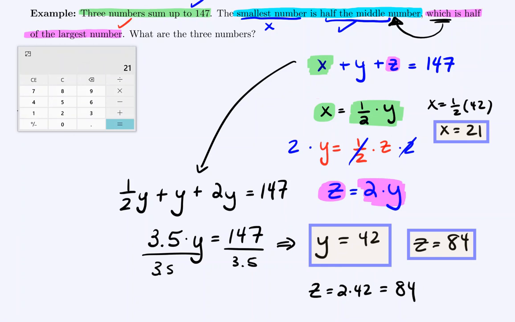Now let's verify the third equation. y is supposed to be 1/2 of z. So let's take 1/2, multiply it by the value 84 for z, and we get that y equals 42. So the third equation works too. So this is our solution, and if we wanted to write it as a single point, we would say the x value, the y value, and then the z value is an alternate way to write our final answer.